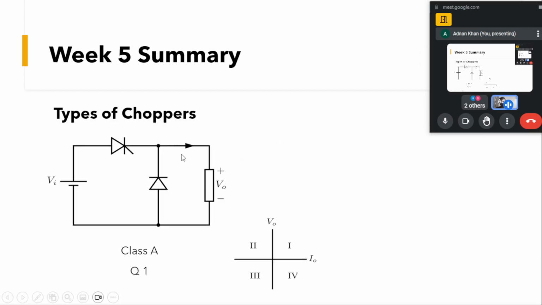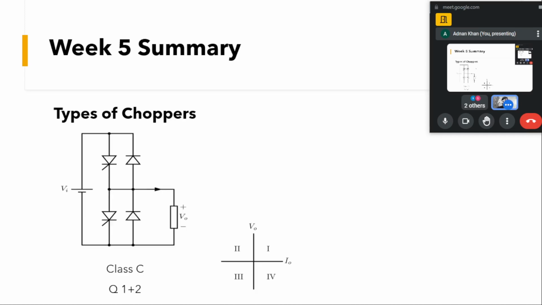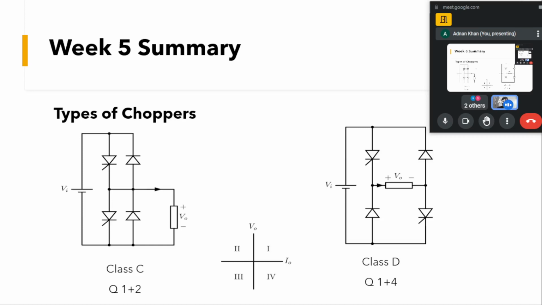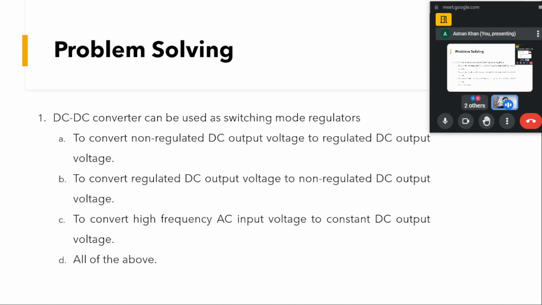Then we discussed the choppers: the class A chopper, which has operation in the first quadrant; the class B chopper, which has operation in the second quadrant; the class C chopper, which has operation in the first and second quadrants; the class D chopper, which has operation in the first and fourth quadrants; and the class E chopper, which has operation in all 4 quadrants. So this was a brief recap of what was taught.